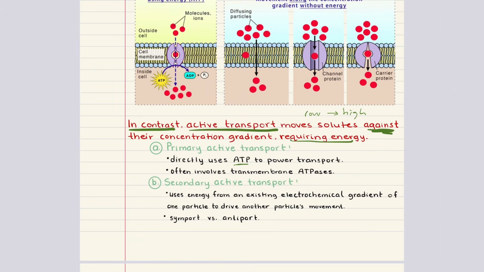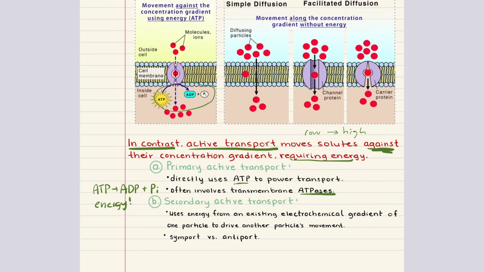Primary active transport uses ATP directly to power the transport process. So here, specialized proteins in the membrane, often transmembrane enzymes called ATPases, are going to hydrolyze ATP into ADP and inorganic phosphate, and in that process, they will release energy. This energy is then used to change the shape of the transporter protein and then move molecules across the membrane. An important example is the sodium-potassium pump, which uses ATP to move sodium ions out of the cell and potassium ions in, both against their concentration gradients.